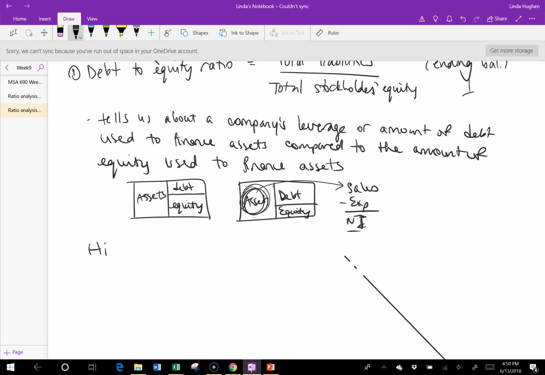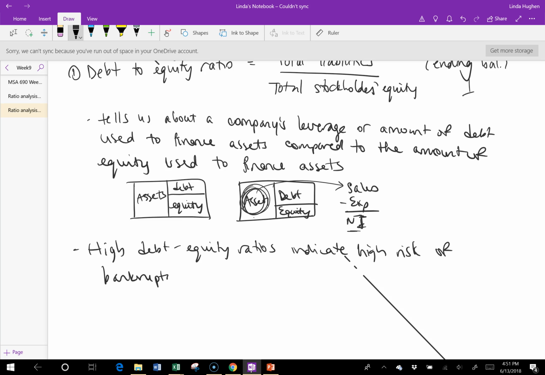So high debt to equity ratios indicate high risk of bankruptcy. And what is high? There's no one way to measure what a high debt to equity ratio is. If we really look at it, well, the lenders will know.